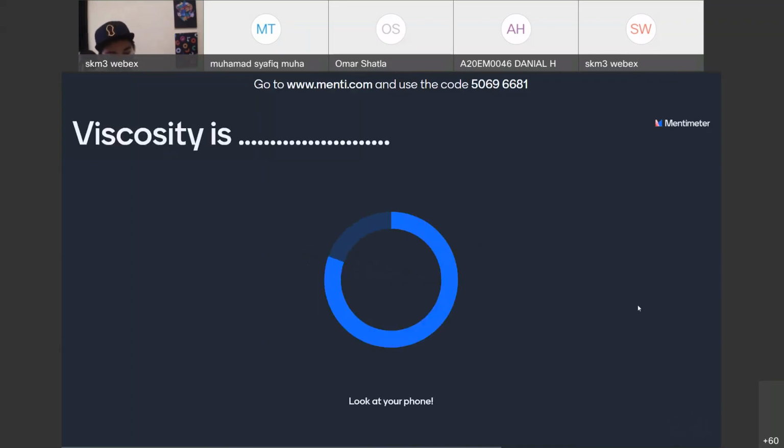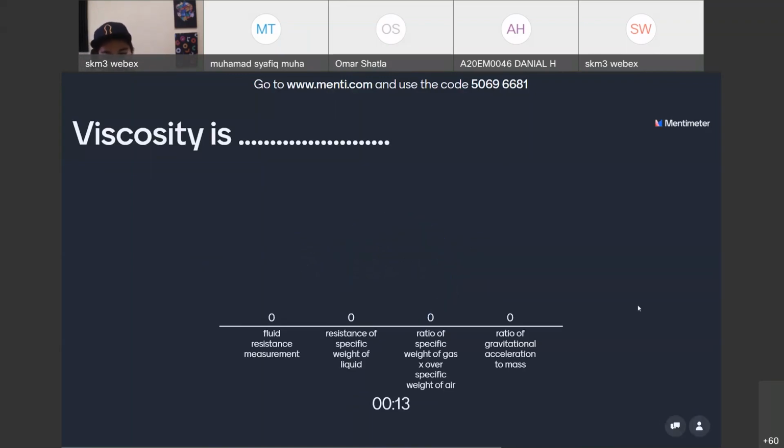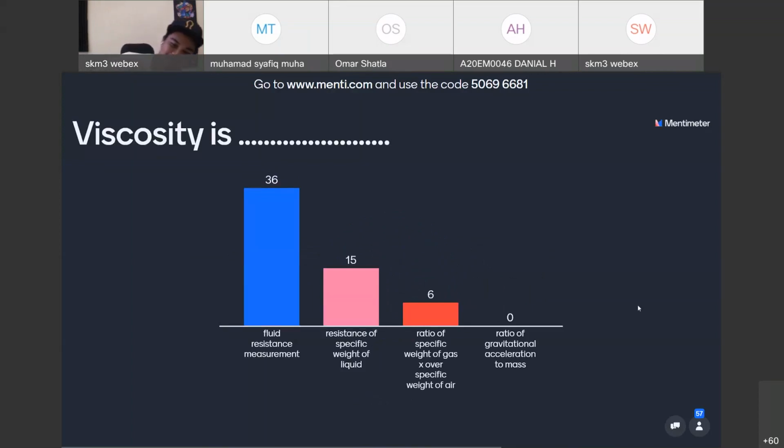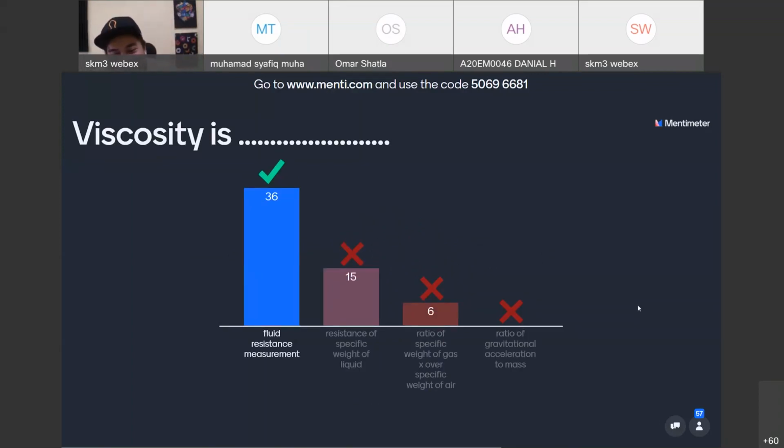Please be ready. Viscosity is? Okay guys, 14. Maybe you have two or three answers. Three, two, one. Good. Half of you chose resistance of specific weight. It is not resistance of specific weight of fluid. It is only one fluid resistance measurement.